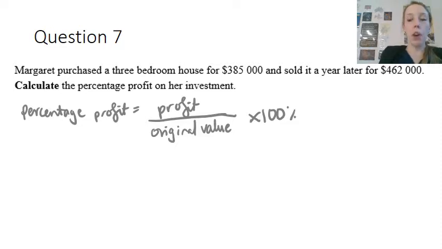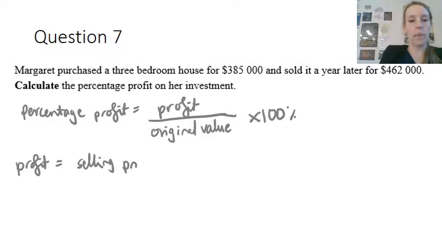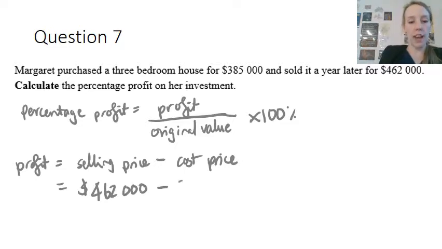Now, we know some of these, but not all of these. So first we have to calculate a profit. So our profit is going to be equal to our selling price minus our cost price. So how much she sold it for minus how much it cost her. So if we read our question, the selling price, she sold it a year later for $462,000. The cost price, she purchased the house for $385,000. So if we work that out, we'll work out our profit is $77,000.